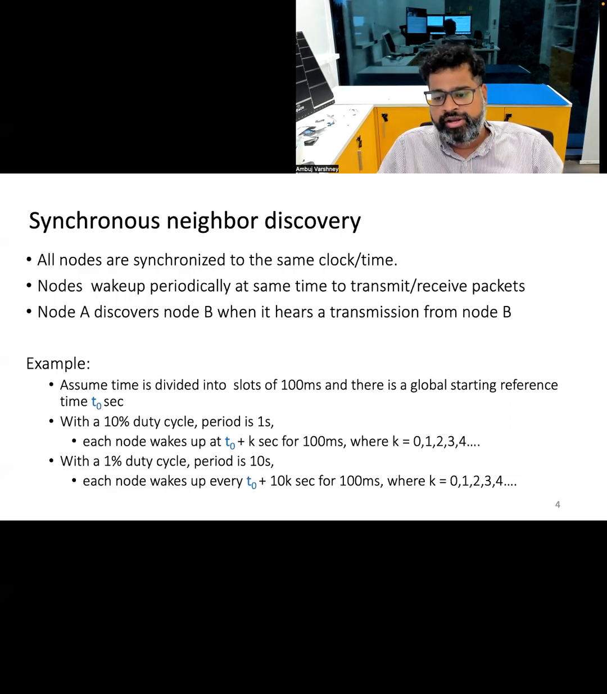In synchronous neighbor discovery, all nodes are synchronized to the same clock or time, which means that they have the same notion of time. This mechanism works by having nodes wake up periodically at the same time and then transmit or receive packets to perform the neighbor discovery. For example, if there are two nodes A and B, node A would discover B when it hears a transmission from node B and vice versa. If you look at another example where time is divided into slots of 100 milliseconds, and let's say the global time reference is T naught, each node would wake up every 100 milliseconds to exchange packets and discover each other. So this is a good example of synchronous neighbor discovery.